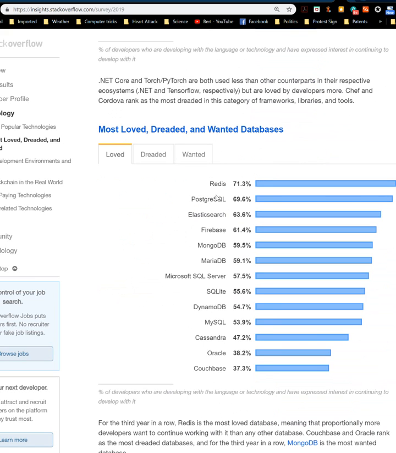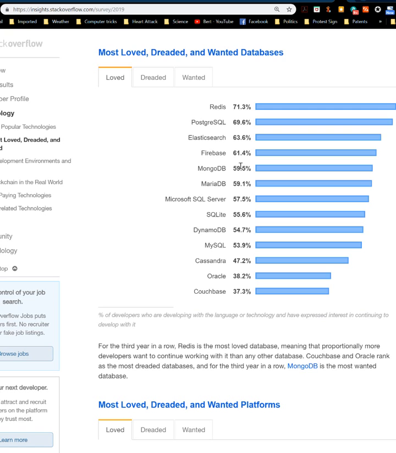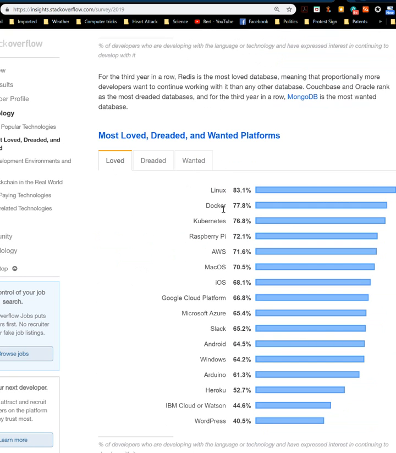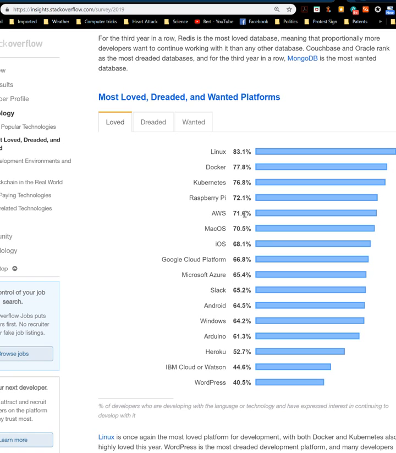But what's loved, dreaded, wanted databases? Okay, interesting, but irrelevant. Dreaded, wanted platforms. Okay, a lot of people love Linux. All right. Docker, okay, weird. Kubernetes, weird. 70%. A lot of fanatics. Like Raspberry Pi, and I'm one of them because I like Raspberry Pi. It's a pretty cool little thing. It's got a lot of power packed into a small, cheap system.